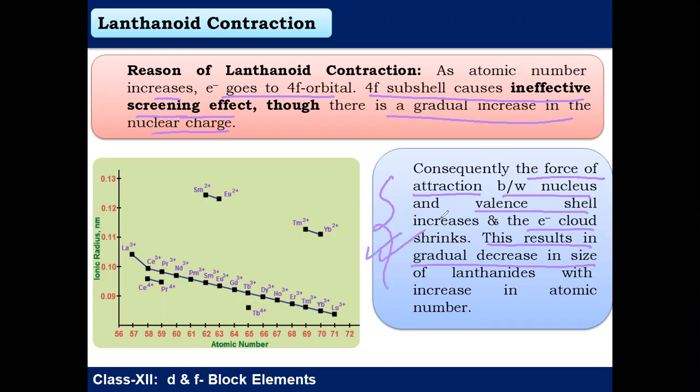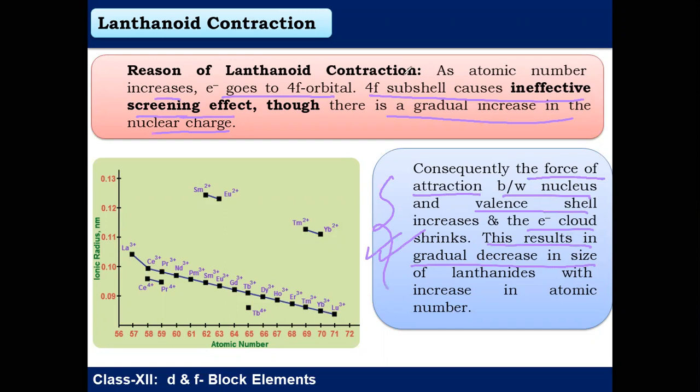So quickly note down why lanthanoid contraction is happening. You have to keep on mentioning three important facets of this discussion. Point number one, the electron is going to the 4f subshell. Point number two, the f subshell has very poor shielding ability.